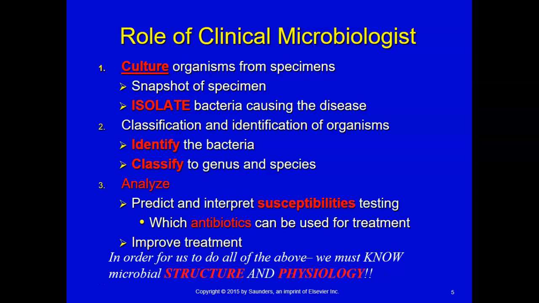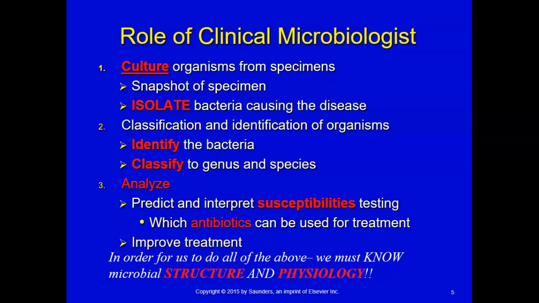In order for us to fulfill these goals, we have to have a solid foundation knowledge of microbial structure and physiology. So structure would be the cell wall, what it's made out of, and physiology is the kind of biochemical pathways that it uses to metabolize things like glucose or other carbohydrates that it eats. So how do we do that? We culture organisms from specimens that we get. Then we classify and identify organisms, and I'm going to show you how to do that. That's what we're going to be doing mainly in this course.